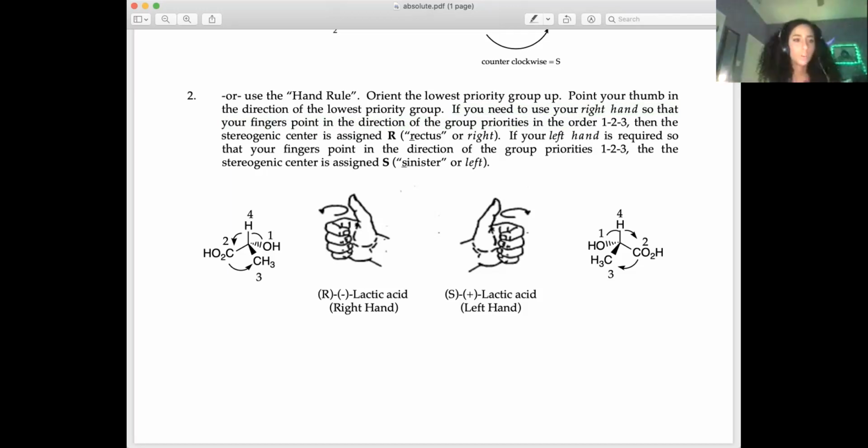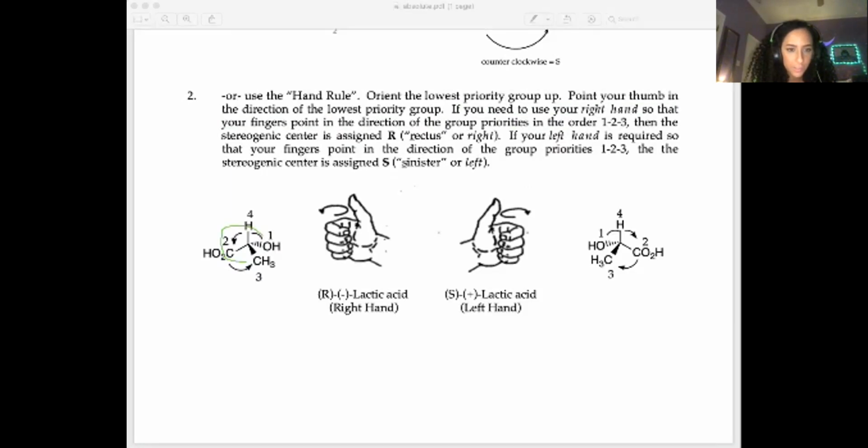Oh, so, okay, let's see. In the direction of the group priorities, 1, 2, 3, and then you're rotating your thumb the same way. I think that's what it's saying. So we'll try it for this one. Your hydrogen is up, and if you numbered your priority groups, then it's the right hand.